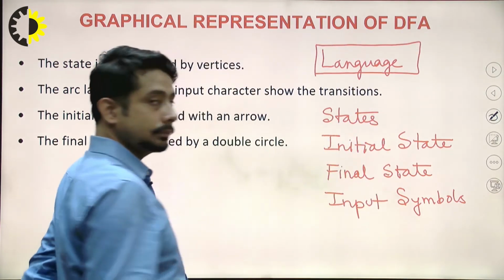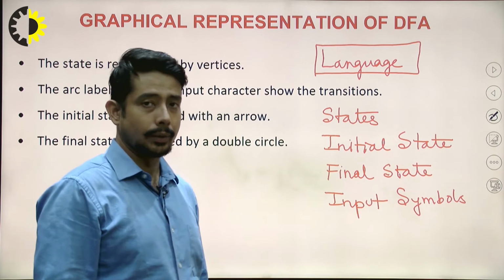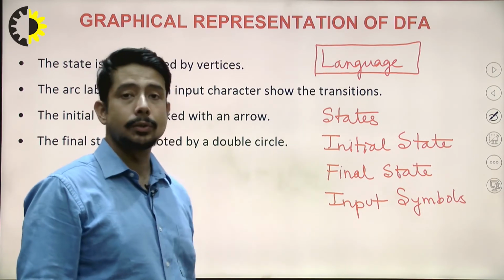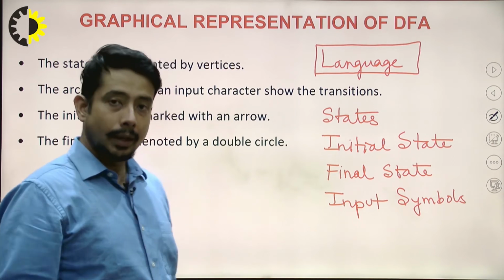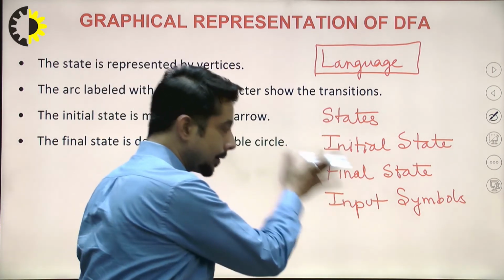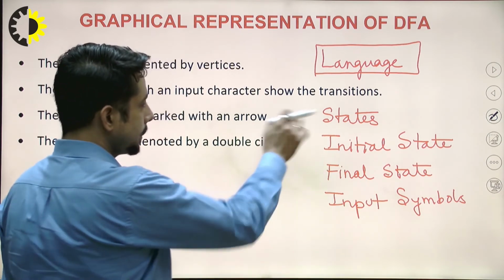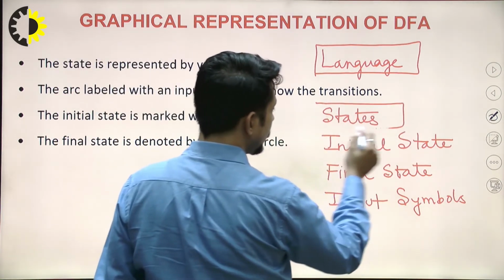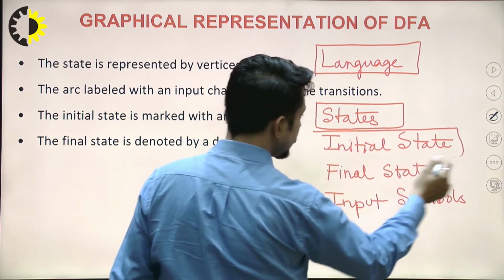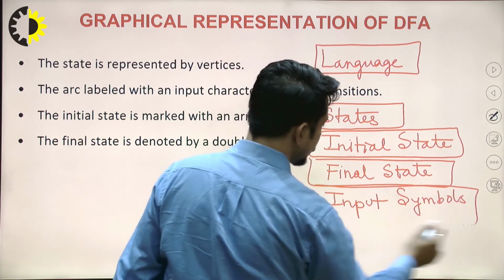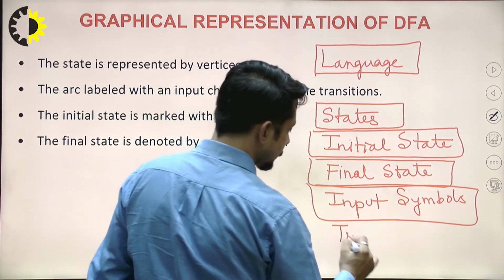Language. I will let you know what the meaning of a language is. So the question will come in the form of a language. From the language, you need to identify the strings, and based on those strings, you need to design the particular DFA. Clear? So these are the possible representations which are required: states, initial state, final state, input symbols, and definitely the transitions.